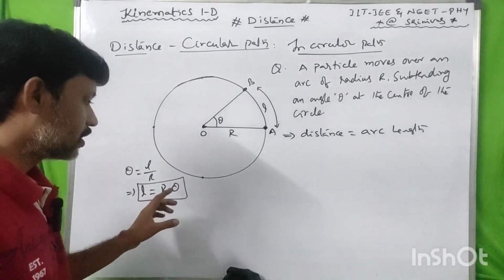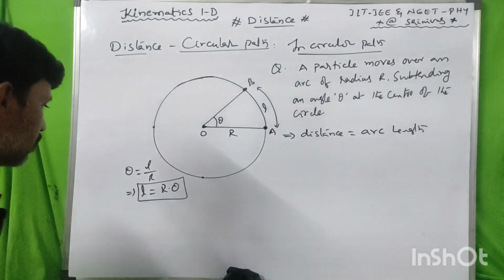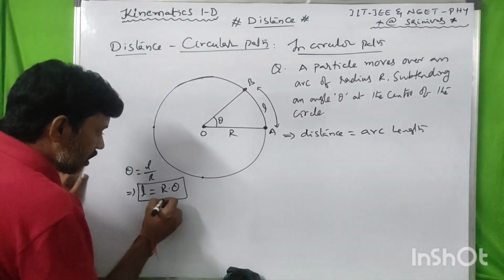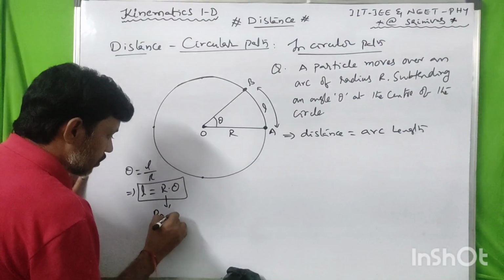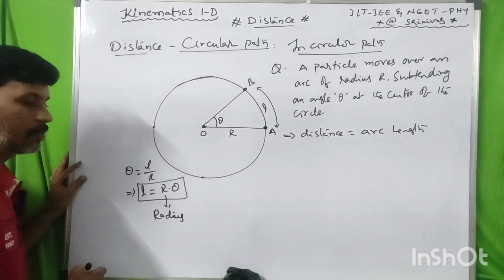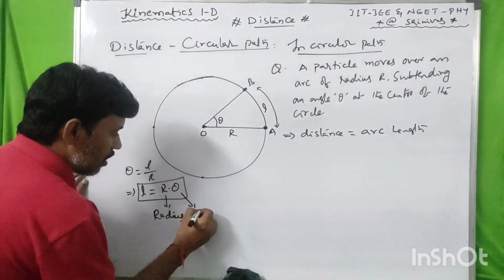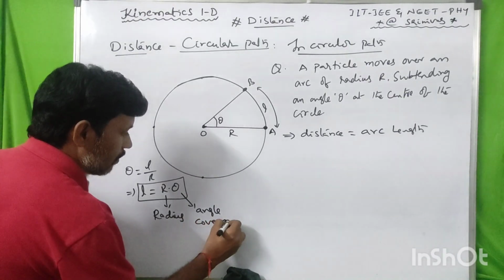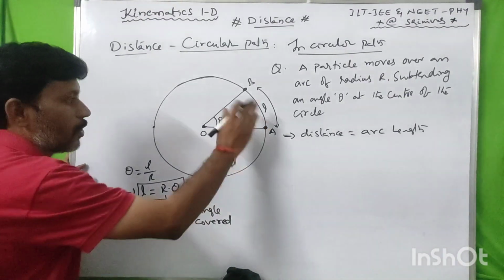This is the arc length formula in triangle. Arc length formula, L is equal to R theta. Here R is the radius of the circular path. Theta is the angle covered, the angle covered at the center from the starting point.